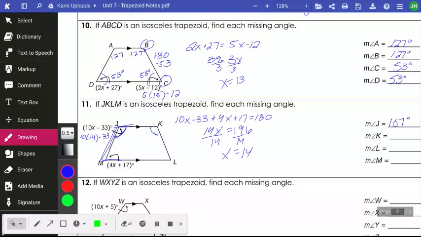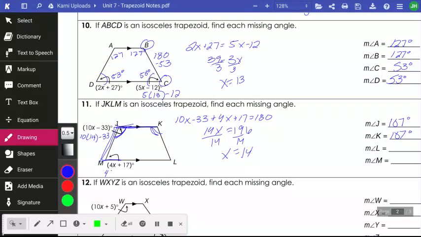These are base angles. See how they're connecting this parallel side? So this is also 107 degrees. To find angle L, I need to know angle M. And so I can either subtract 107 from 180, or I can plug in 14 into 4x plus 17.